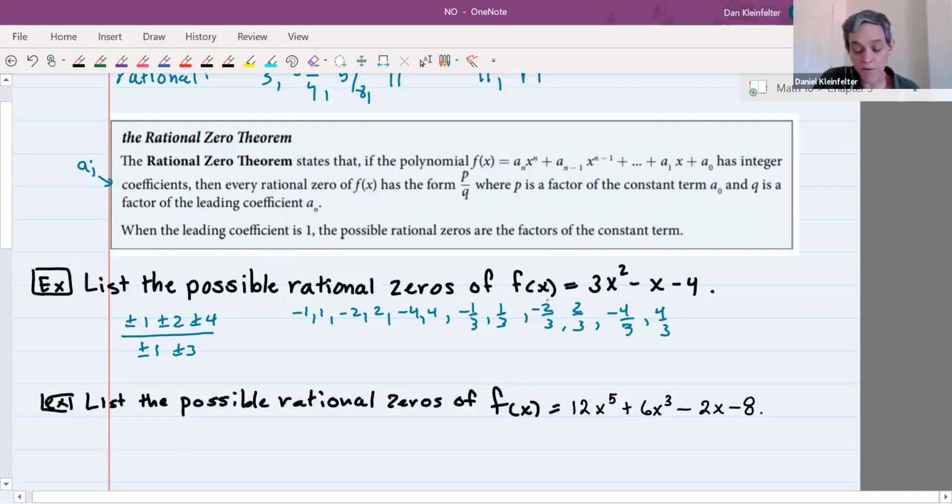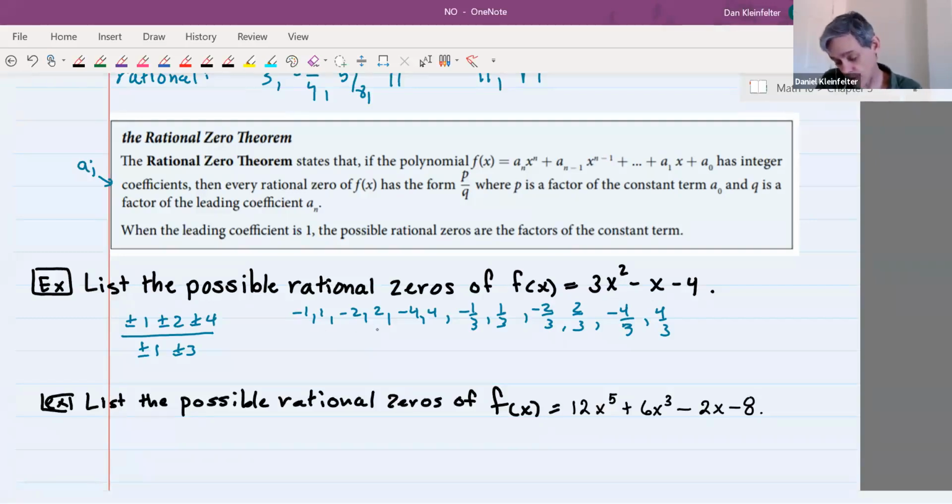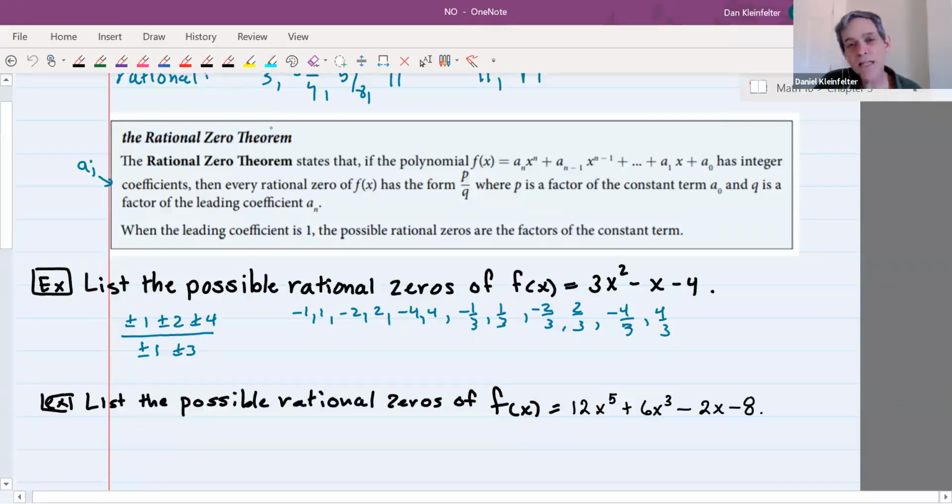So could f of 5/8 be 0? No, because it's not among these. For this one, it happens to be degree 2, so we would be able to tell what the zeros are right away using the quadratic formula or via factoring. They're going to be among these. So let me go ahead and get them for you. It turns out that the zeros end up being 4/3 and -1.